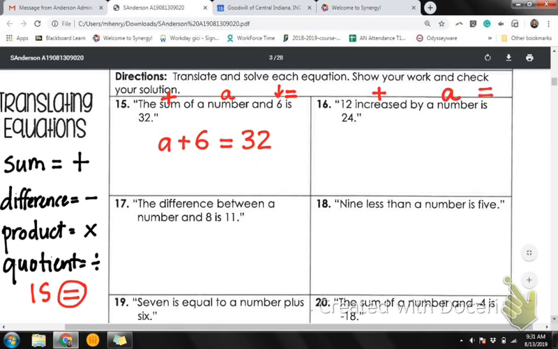24. Who wants to give me their answer? Zaria? So plus 8 equals... Whoa, slow down. What is it? 12 plus A equals 24. Raise your hand if this is what you have. 12 plus A equals 24. Good. Those of you who didn't, do you have any questions on that one?